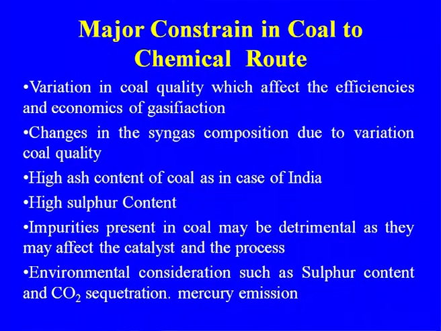Major constraints in the coal to chemical route: variation in the coal quality, which affects the efficiency and the economics of gasification, and changes in the syngas composition due to variation of the coal quality. The coal quality varies very widely from one source to another. Just take the case of Assam coal: although it has high carbon, it has very high sulfur content. Some coals have very high ash content. So changes in the syngas composition due to variation in the coal quality are there.